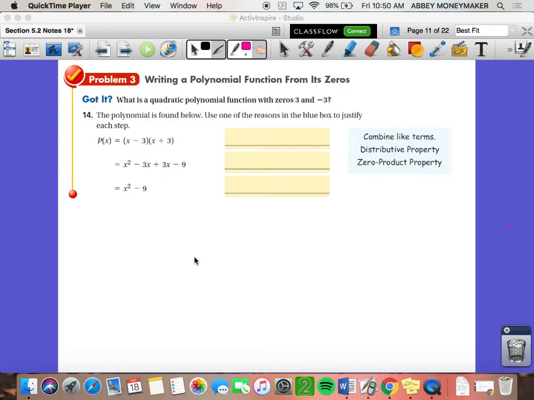All right, second part of this lesson is where we're going to go kind of backwards here. They're going to give us the zeros, and we have to come up with the equation. But knowing the factor theorem, that's going to really help us with this task.